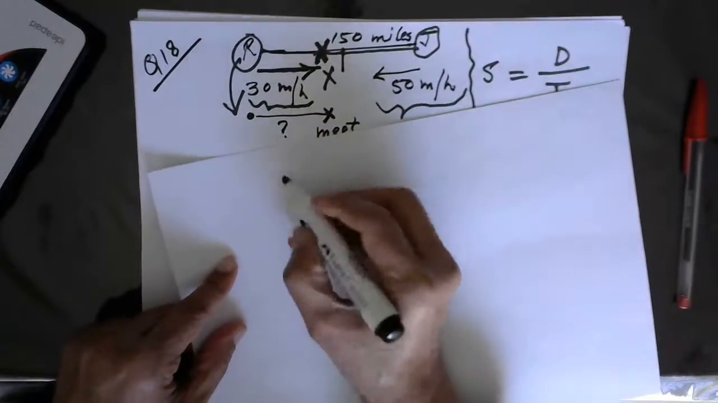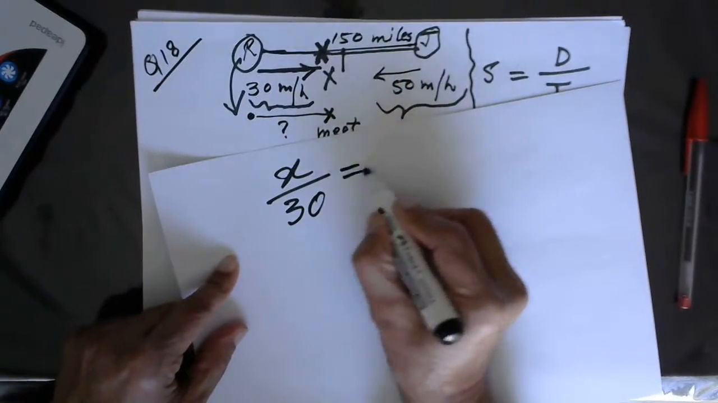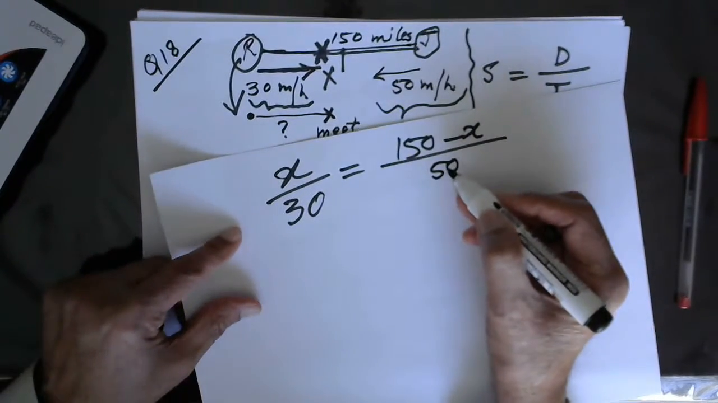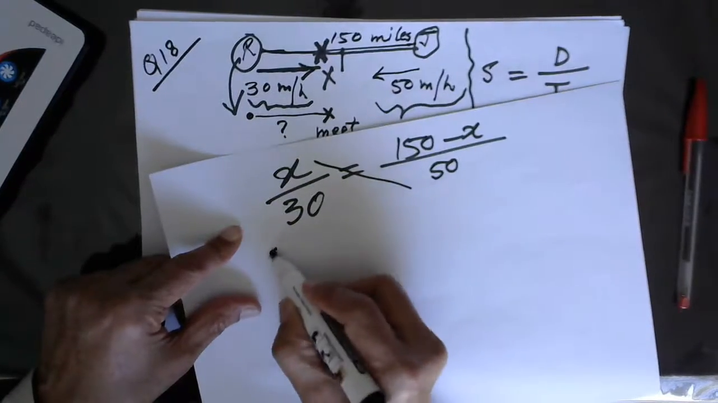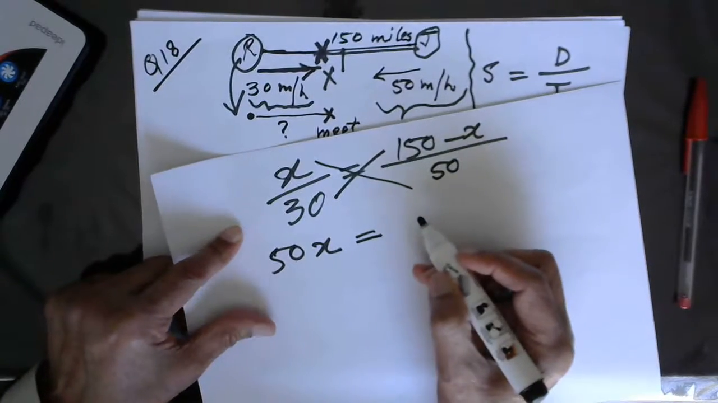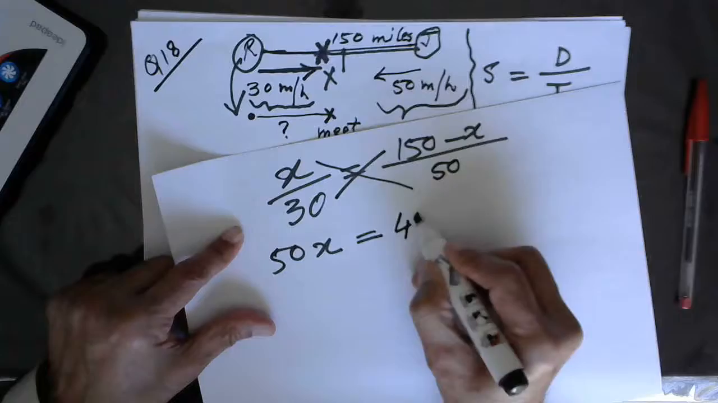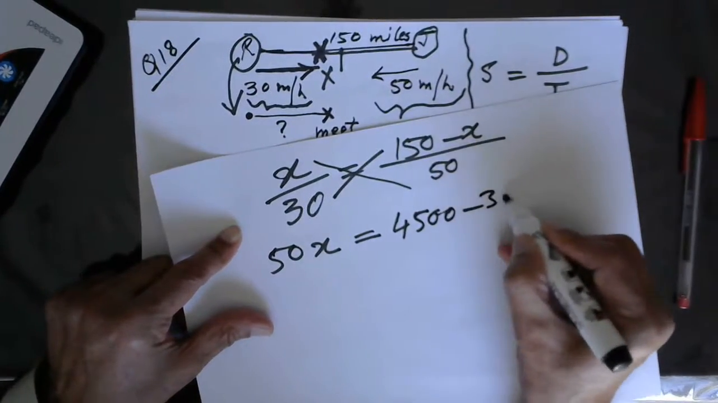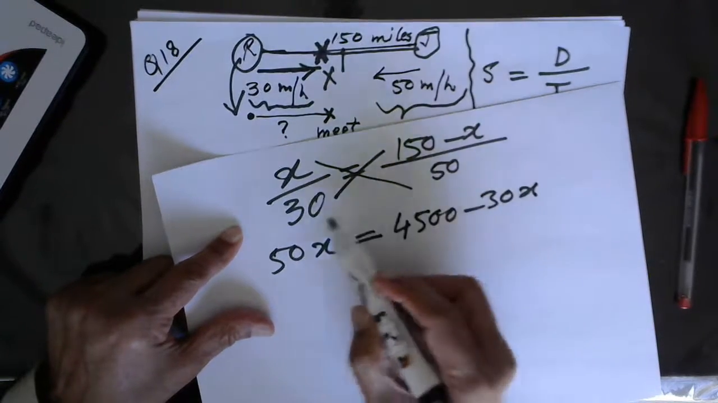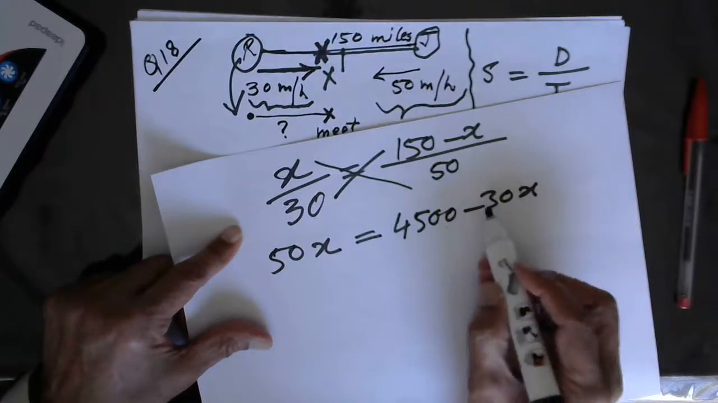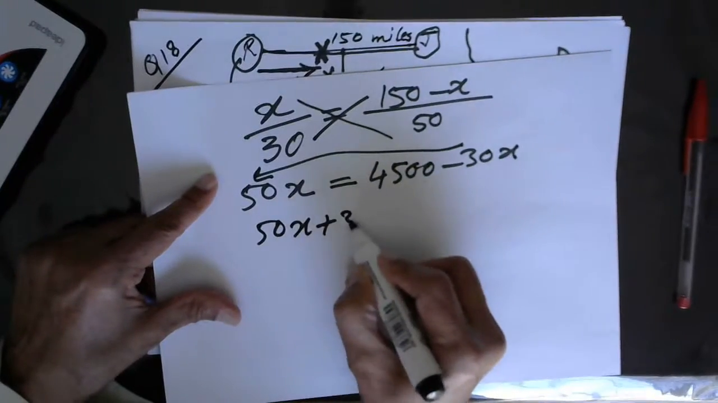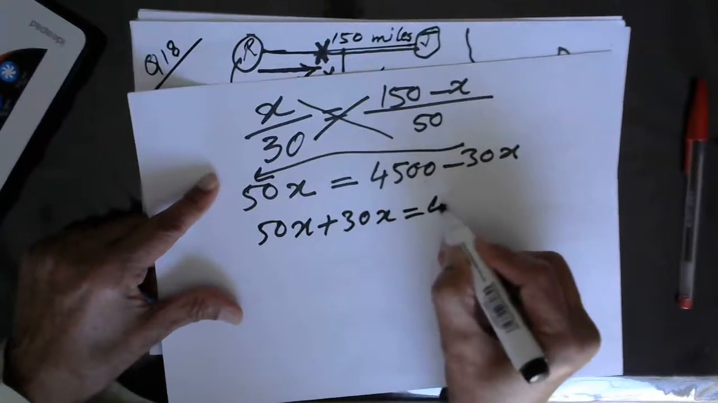So I've got x divided by 30 is equal to 150 minus x divided by 50. 50 multiplied by x is 50x, and 30 multiplied by 150 minus x would be 4,500 minus 30x. 30 times 150 is 4,500, and 30 times x is minus 30x. I transfer this to the left, and I will get 50x plus 30x is equal to 4,500.